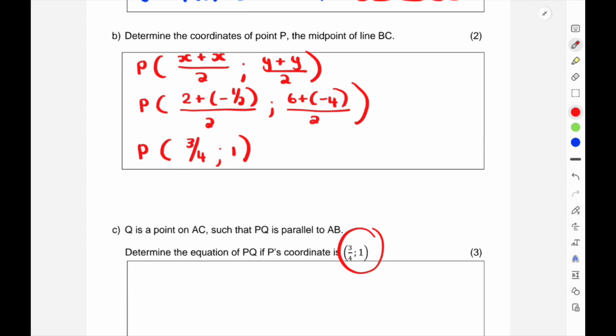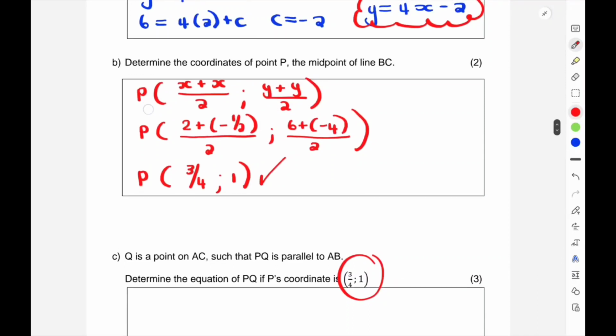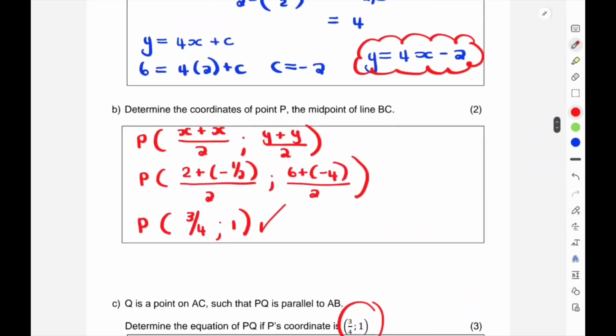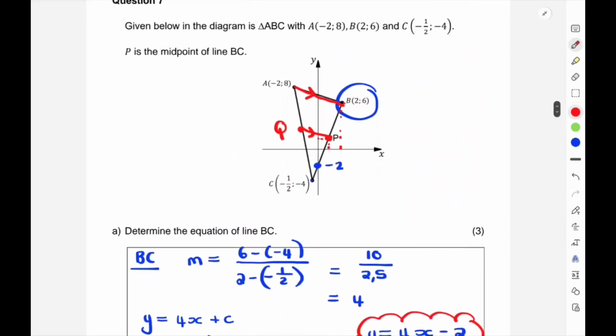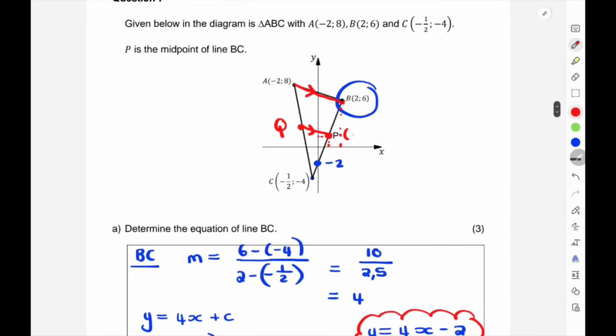Okay, so whenever they tell you this is what P is, just go back to your question and go see whether you got that. Okay, and most likely it's just because of the follow-up marking, so that your working out shows or carries on correctly, that the teacher will give you what the point should have been. So when you just go back, just go look, is that what you got? Yes. Woohoo, cool. Okay, so Q is a point on AC such that PQ is parallel to AB. Determine the equation of PQ if P's coordinate is 3/4, 1.